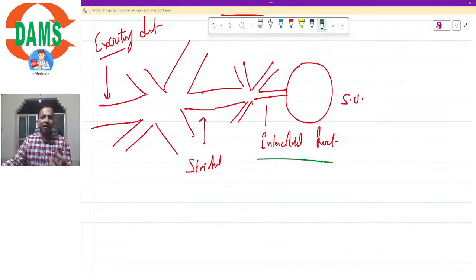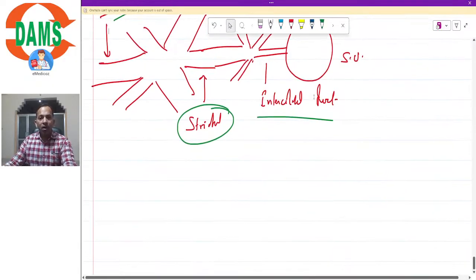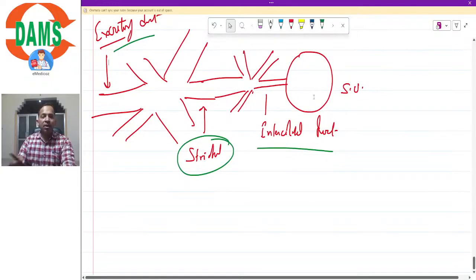Several intercalated ducts from adjacent secretory units will join to form the striated duct, and several striated ducts will join to form the main excretory duct of the salivary gland, right? For example, Stensen's duct is the main excretory duct of the parotid gland, isn't it? So that's how these ducts of the salivary gland are arranged, right?